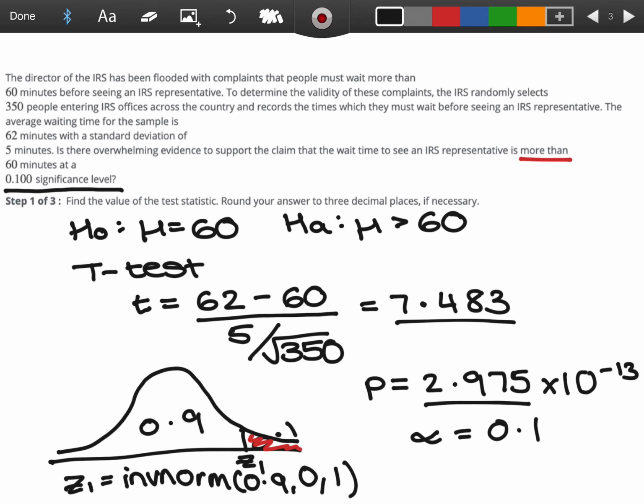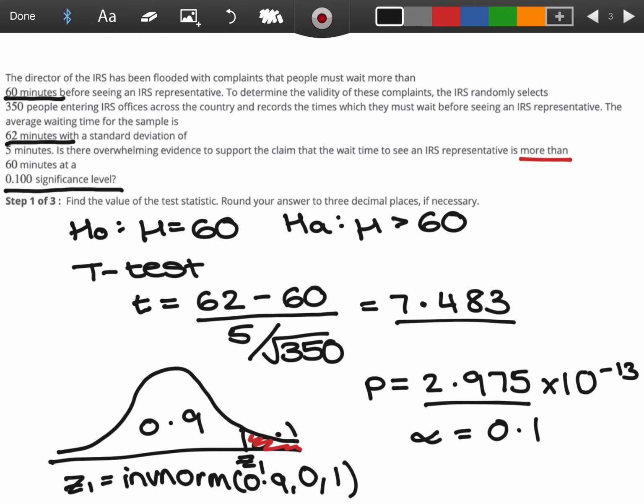So this thing is statistically significant. However, is it practically significant? Well, let's look at what the mean times were. The population mean was 60 minutes and the sample mean was 62. Is that difference of 2 minutes really practically significant? I mean, if you wait 60 minutes or if you wait 62 minutes, is that really a significant difference?